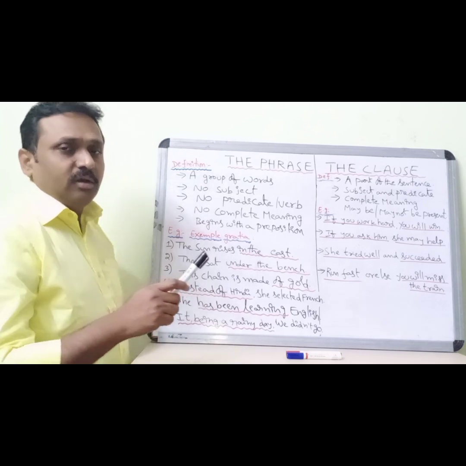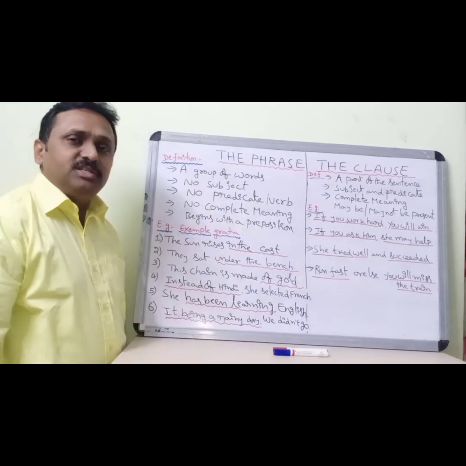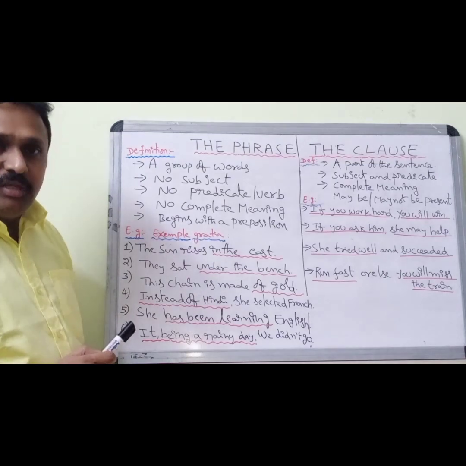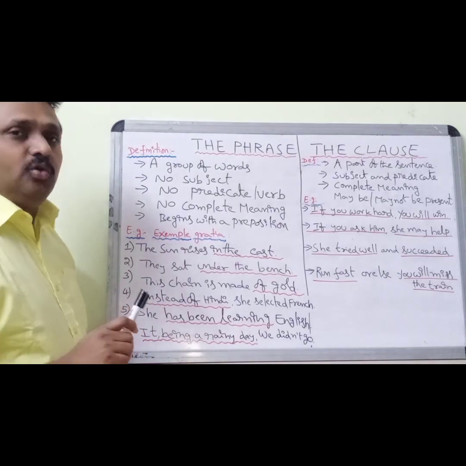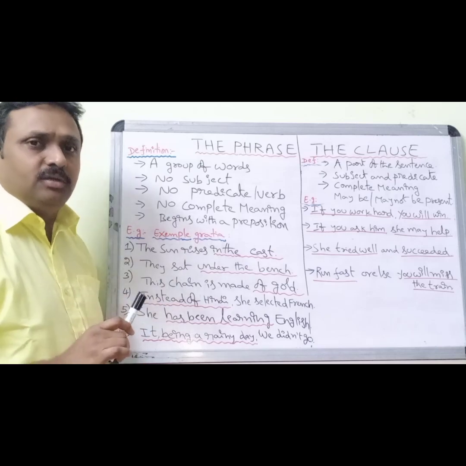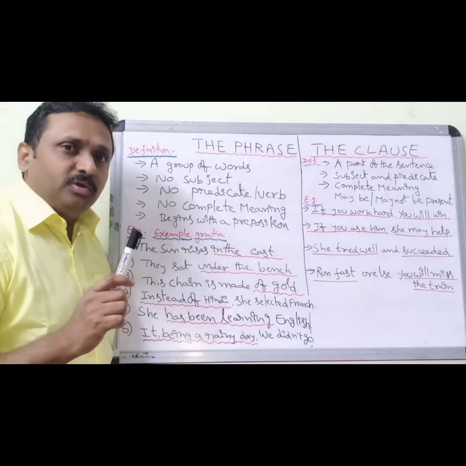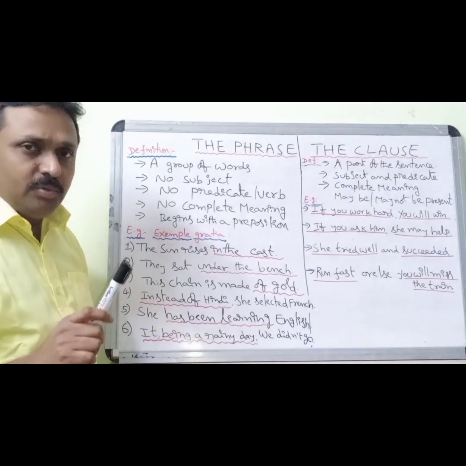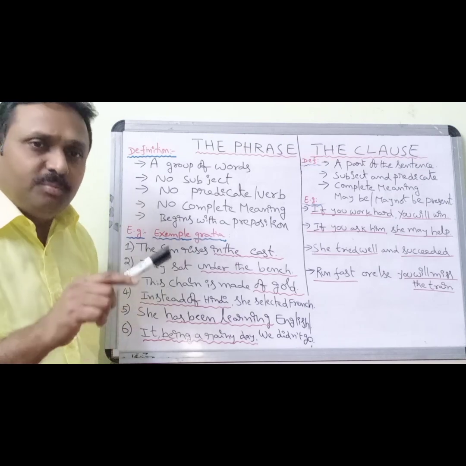Now we are going to deal with the definition of the phrase. What is a phrase? A phrase is a group of words that has no subject, no predicate or no verb, and no complete meaning, and generally a phrase begins with a preposition. So this is the definition of a phrase. Once again, a phrase is a group of words that has no subject, no predicate or no verb, and no complete meaning, and generally a phrase begins with a preposition.